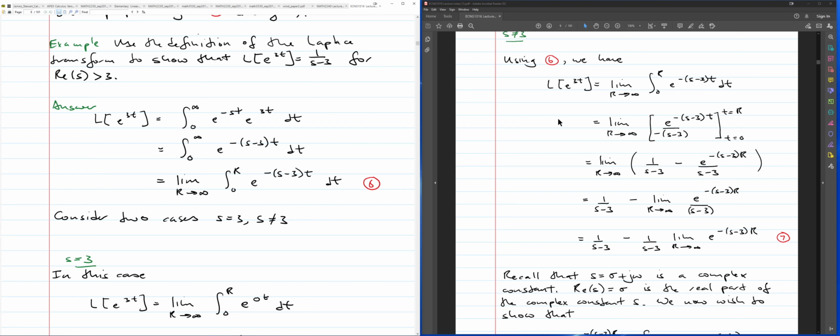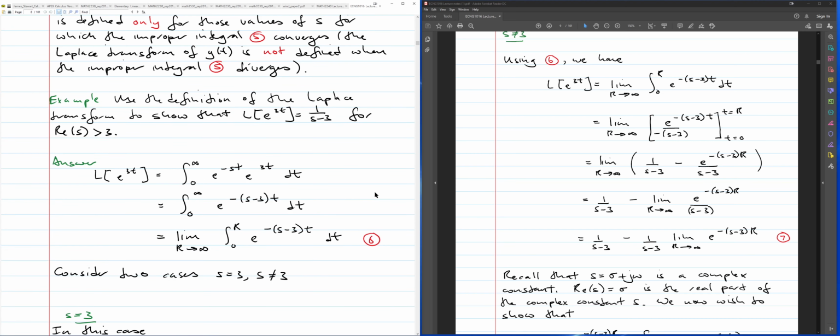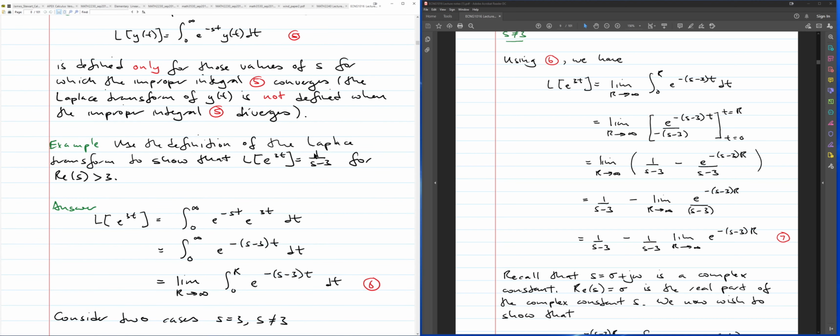So overall, what I get is 1 on s minus 3 minus 1 on s minus 3 times this limit over here, right? Now, you want to notice what my answer is. My answer is saying the Laplace of e to the 3t is 1 on s minus 3. Notice I have Laplace of e to the 3t equal to this expression. Here I'm seeing the 1 on s minus 3.